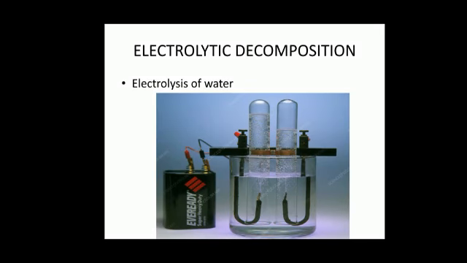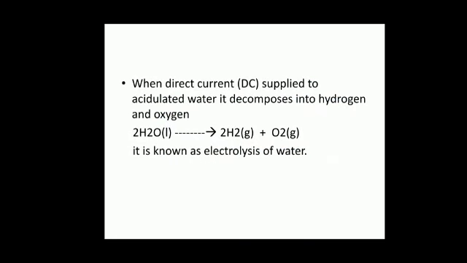Here your compound is water, which is taken in the container. And you can see the bubbles also in the image. This bubbling is clearly indicating that water is breaking down into its constituents, that is hydrogen and oxygen. Now look at the equation. What we can write is, when direct current is applied to acidulated water, it decomposes into hydrogen and oxygen. And here is the equation.